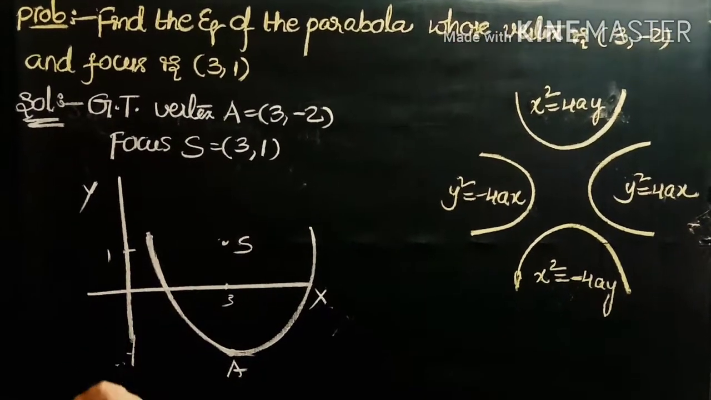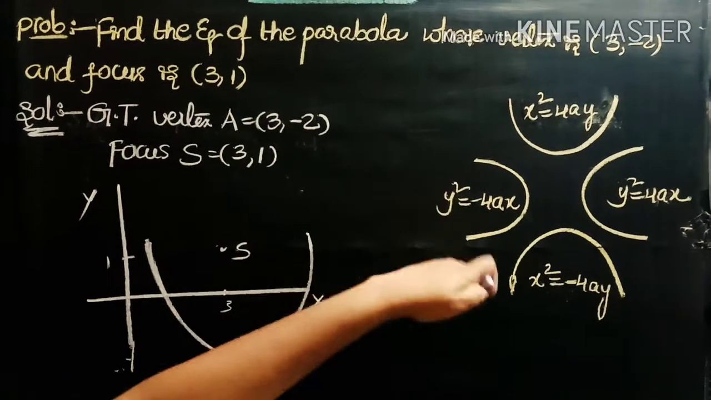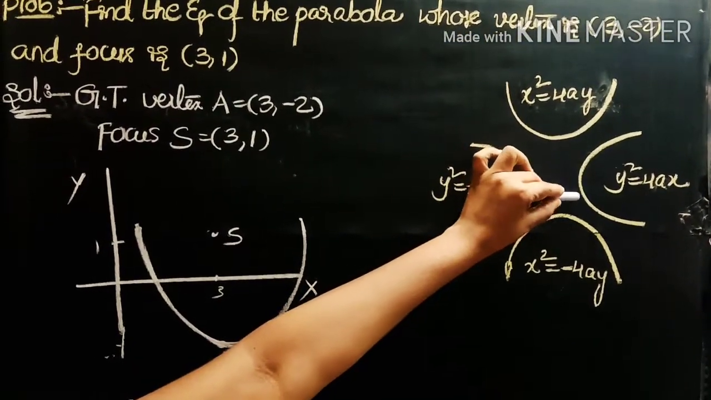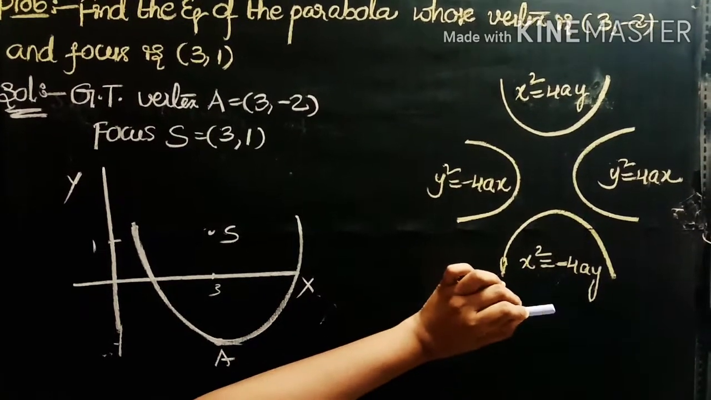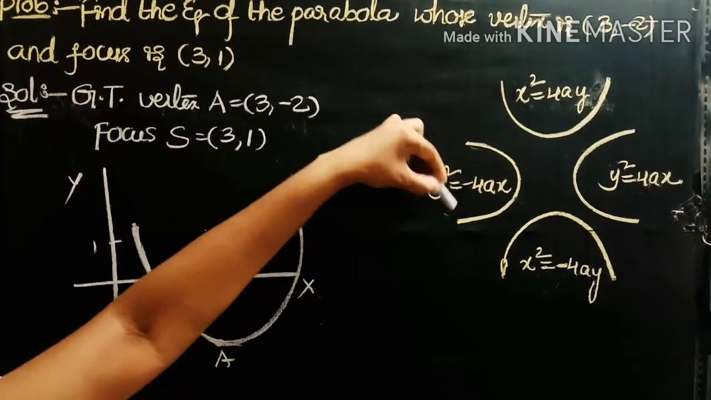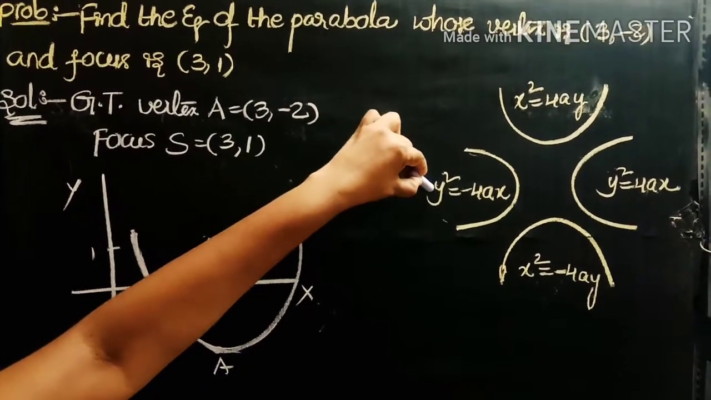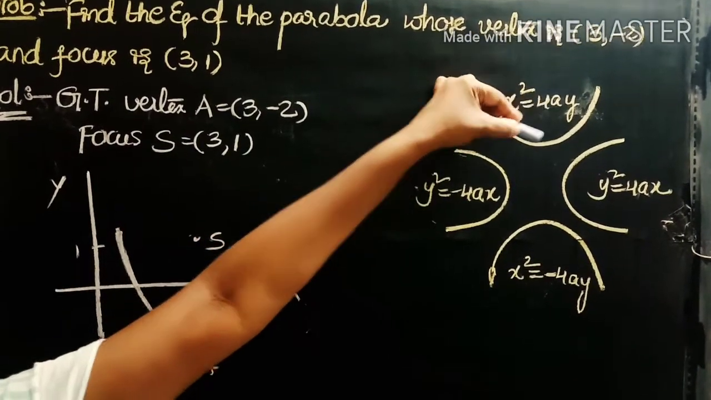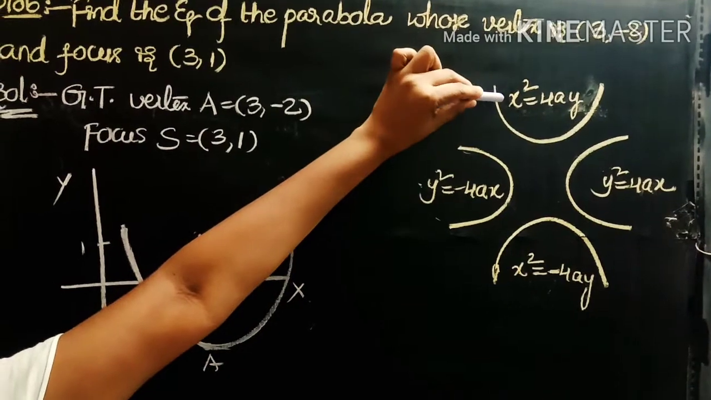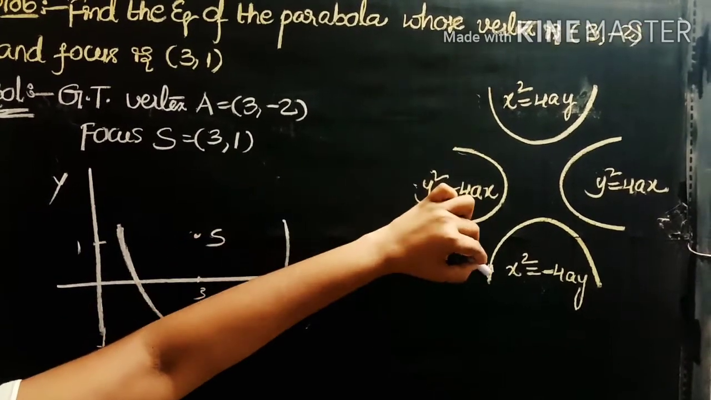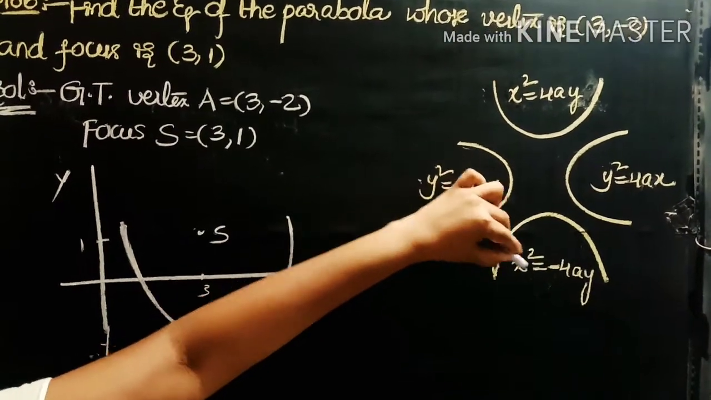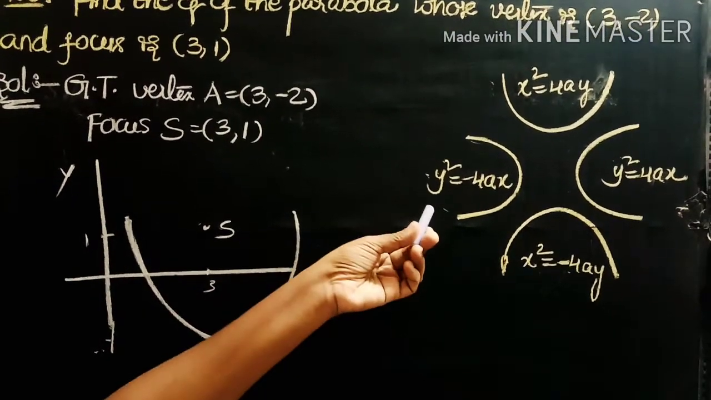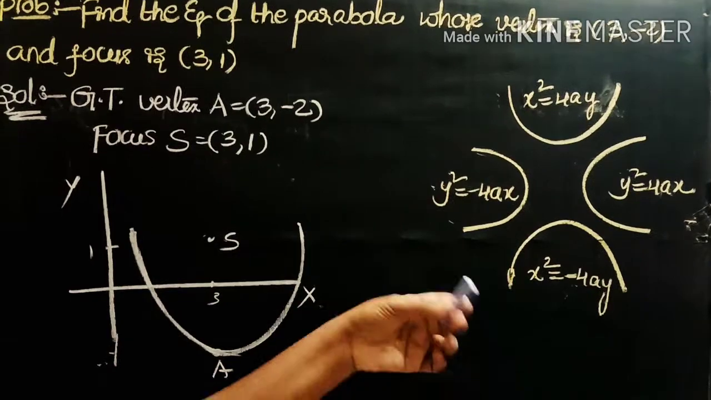So already we know these are the shapes of the parabolas corresponding to their equations. If the parabola is in the shape of C, then the equation is y square is equal to 4ax. Reverse C, then y square is equal to minus 4ax. If the parabola is in the shape of U, then x square is equal to 4ay. And reverse U, then x square is equal to minus 4ay. That is, if we know the shape of the parabola, then we can tell the equation of the parabola.